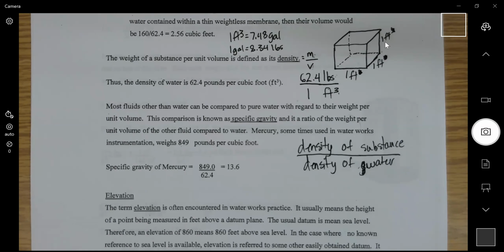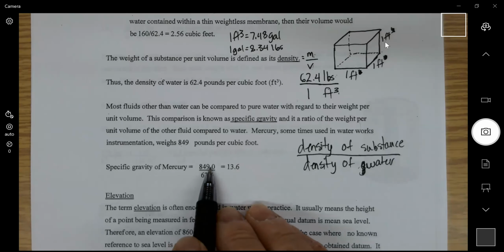I held mercury in my hands with a glove on, and it was in a beaker, so it wasn't directly on my hands. But I recall in ninth grade holding it, and it was ridiculously heavy. And you can see that 849 pounds, that's a ton compared to water.